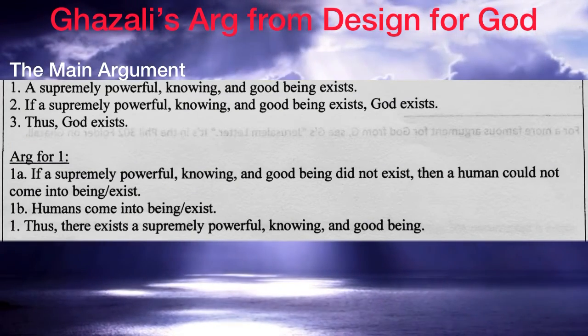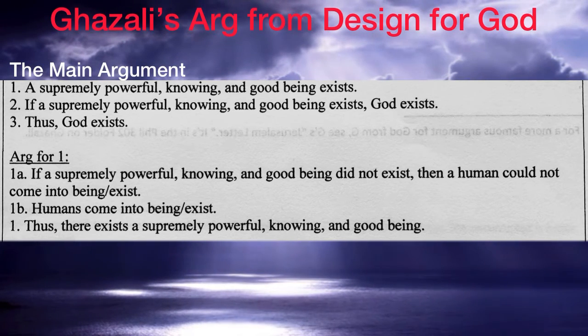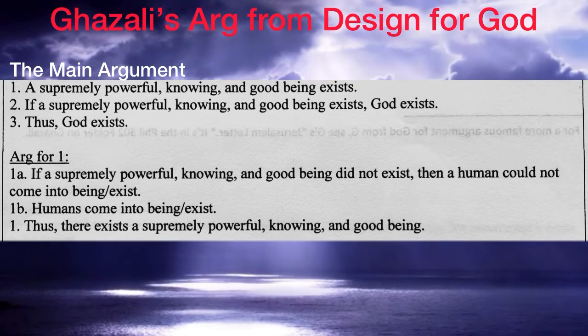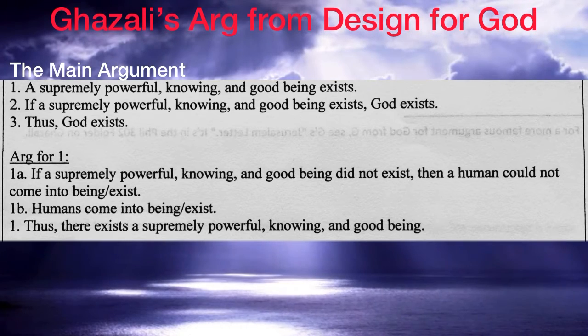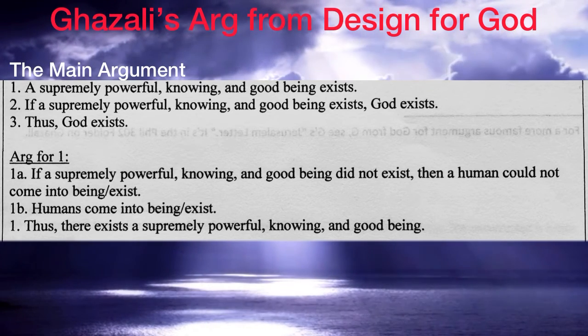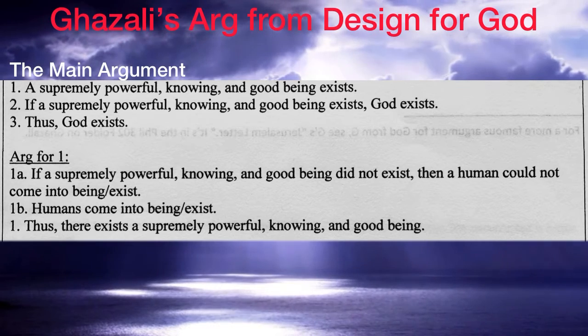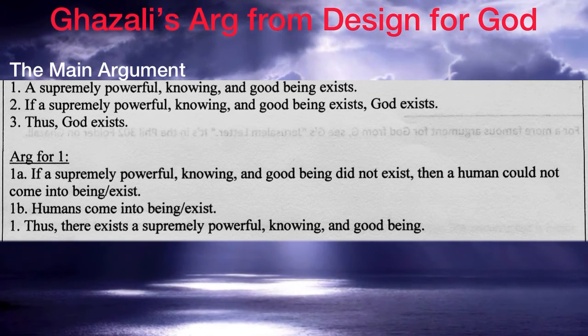All right, guys. So in this video, we considered Ghazali's argument from design for God. We saw that it had three main parts: a main argument, an argument for premise 1, and a rationale for premise 1a. And we also considered several direct texts from Ghazali in support of 1a. Of course, there's more to say about the argument, but we've covered the essentials and the basics about the argument, and you should have these down with respect to how it goes.